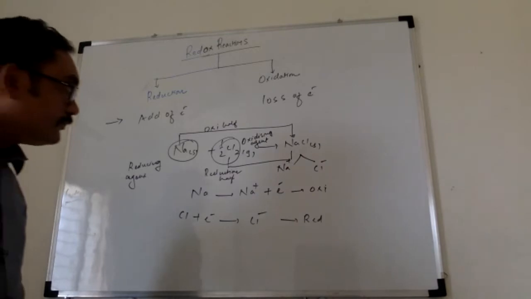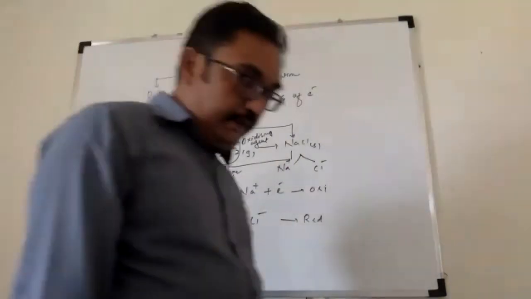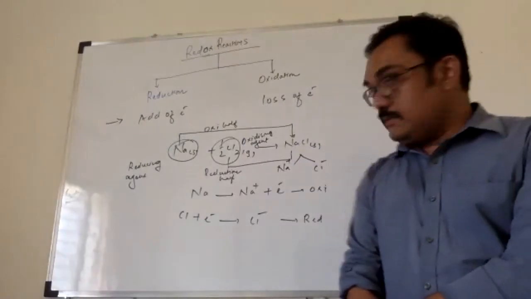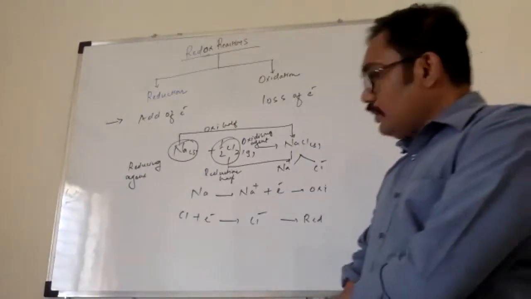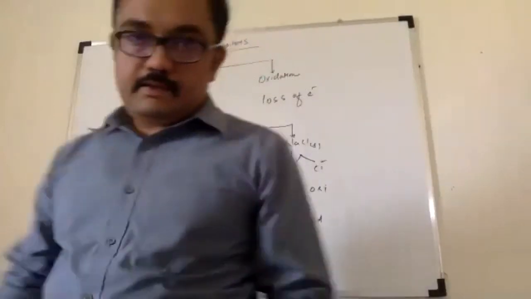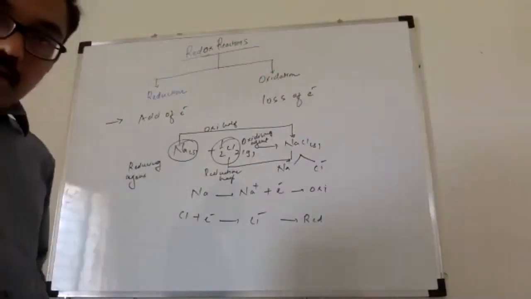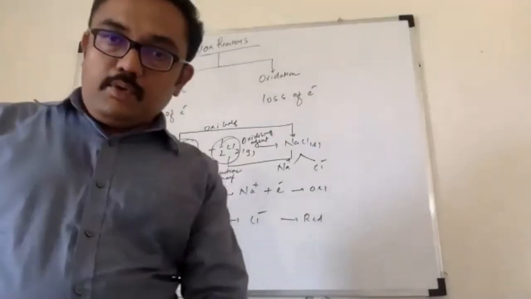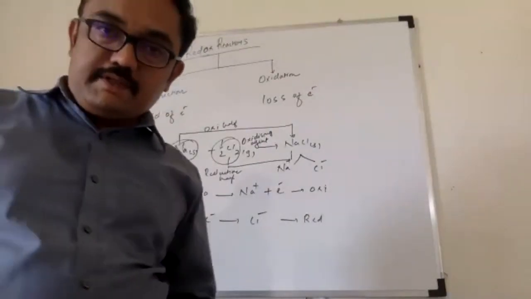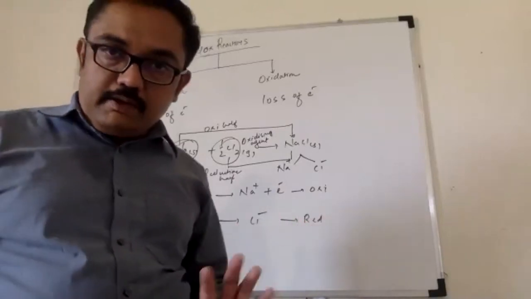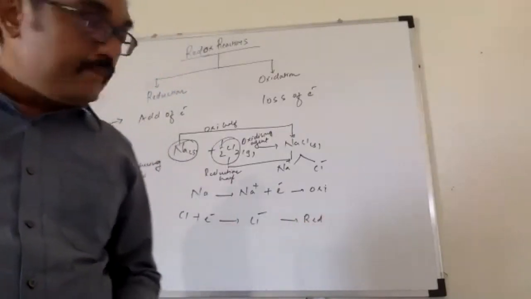Sir, I have a doubt. Yes, tell me. Sir, why did you write half chlorine? See, if you do not want to write a half in the equation, you can multiply the entire equation by 2. I have written the equation on the board for 1 mole of NaCl.